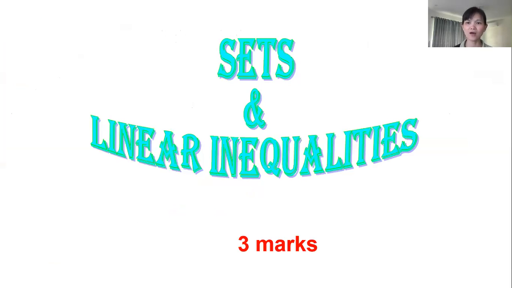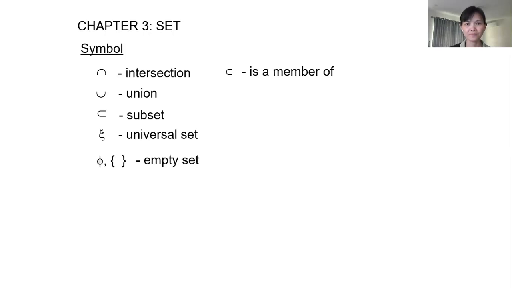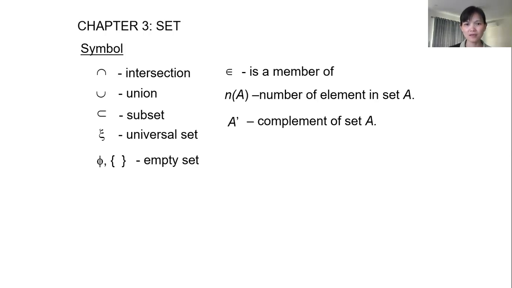As I told you just now, either set or linear inequalities will contribute 3 marks in SPM paper 2. So we do revision for set first. Firstly, the symbols: intersection, union, subset, universal set, empty set, is a member of. n(A) means the number of elements in set A. A prime means the complement of set A.